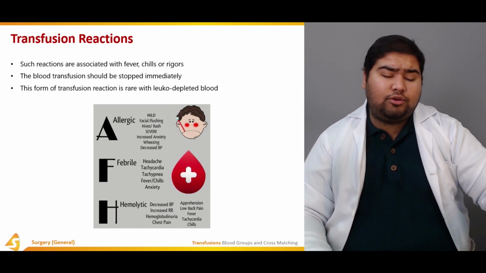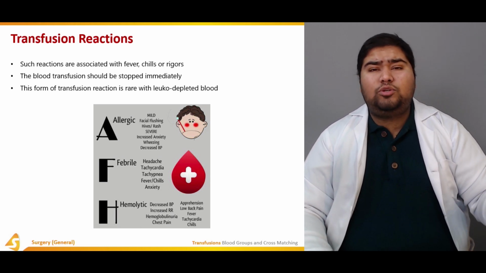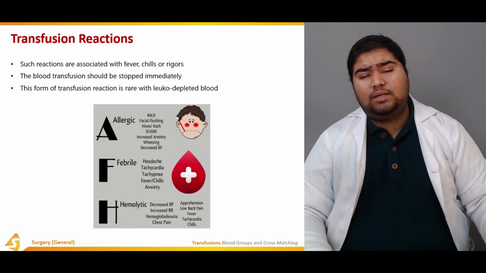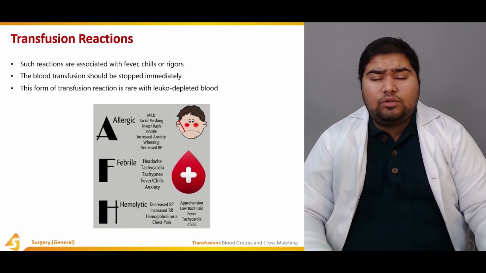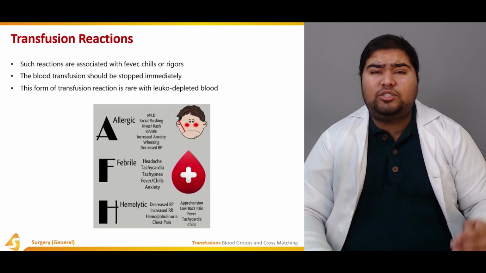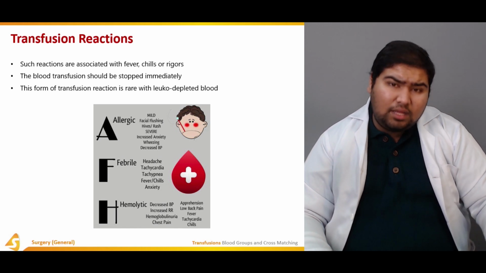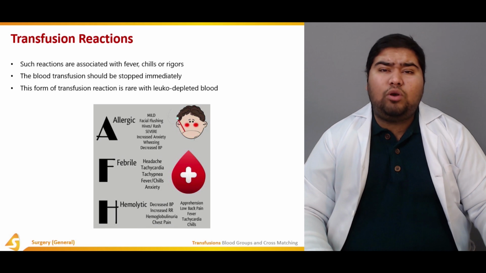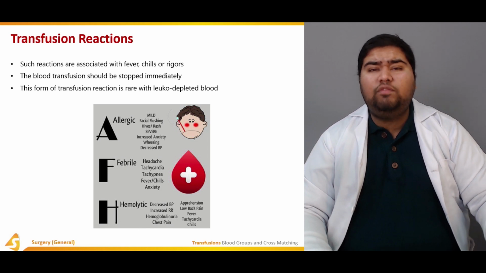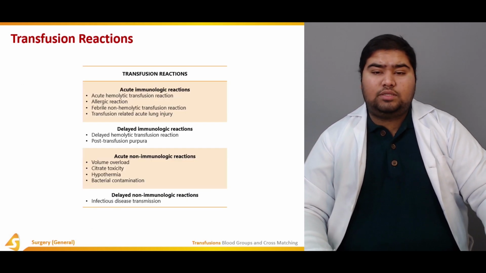We've talked about it. Leukodepleted blood is used to prevent this second type of Creutzfeldt-Jakob disease from transmitting from one patient to another. The leukodepleted type cannot cause a febrile type of transfusion reaction.